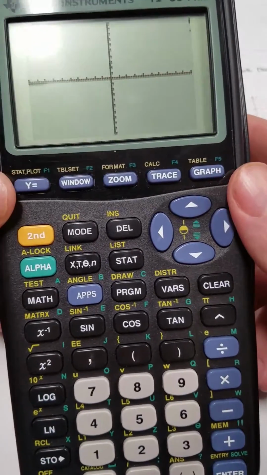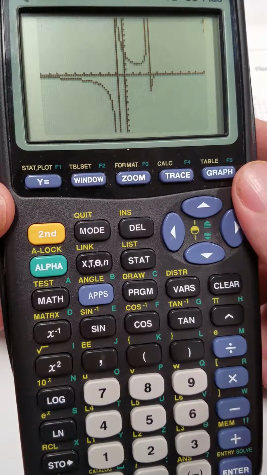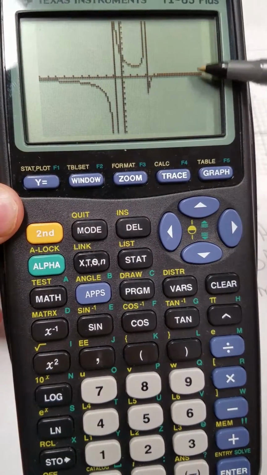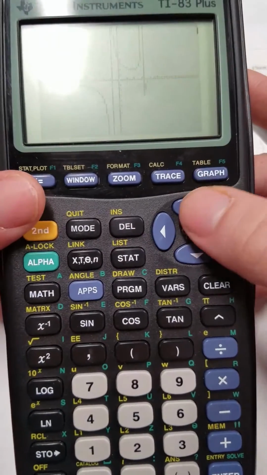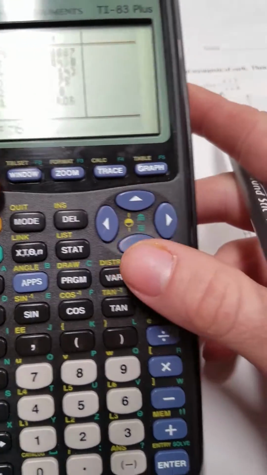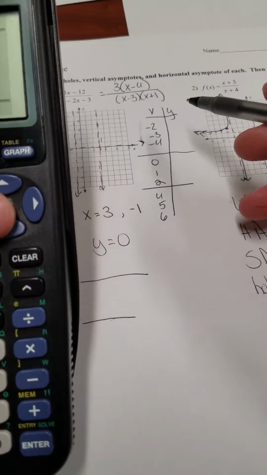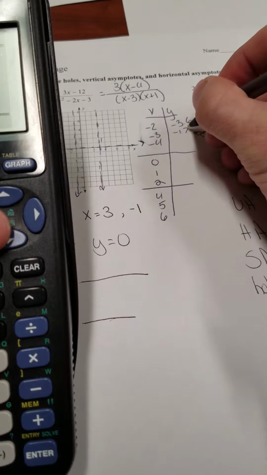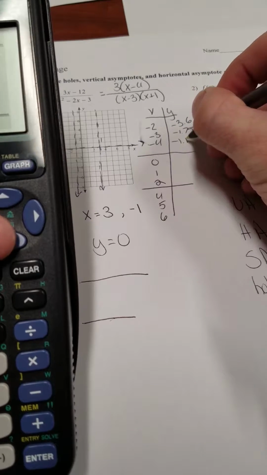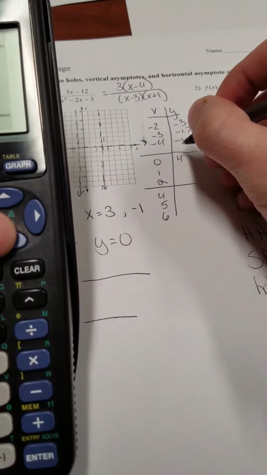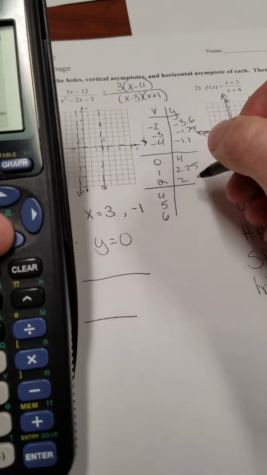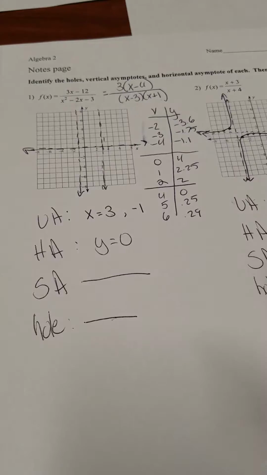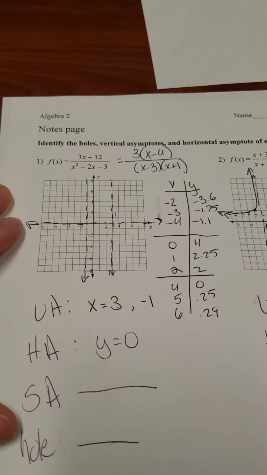Okay, we hit graph. And you can see how it has 2 different asymptotes denoted by the solid lines. And then you can see that it's got some other stuff going on out here to the sides. So we go into our table, and there are all my values. I'm going to go ahead and input those into here for us. So negative 2 is at negative 3.6. All right, hopefully you can pick up all those points out of your graphing calculator.